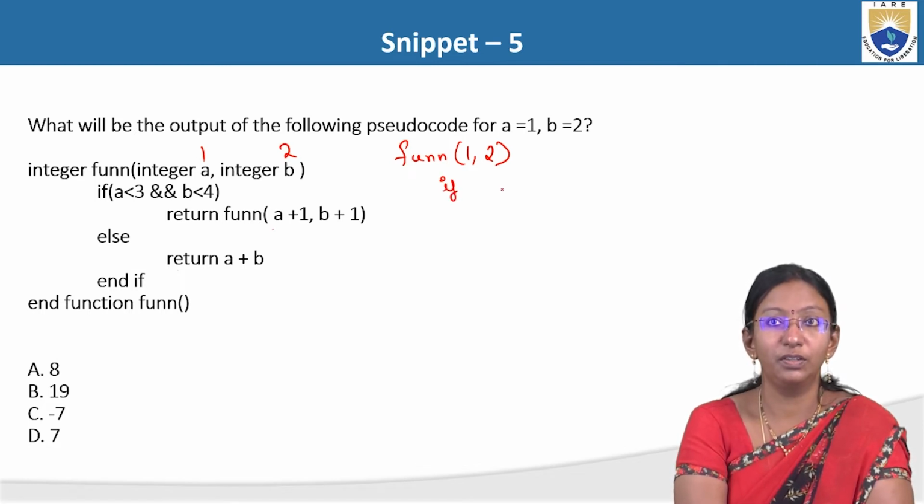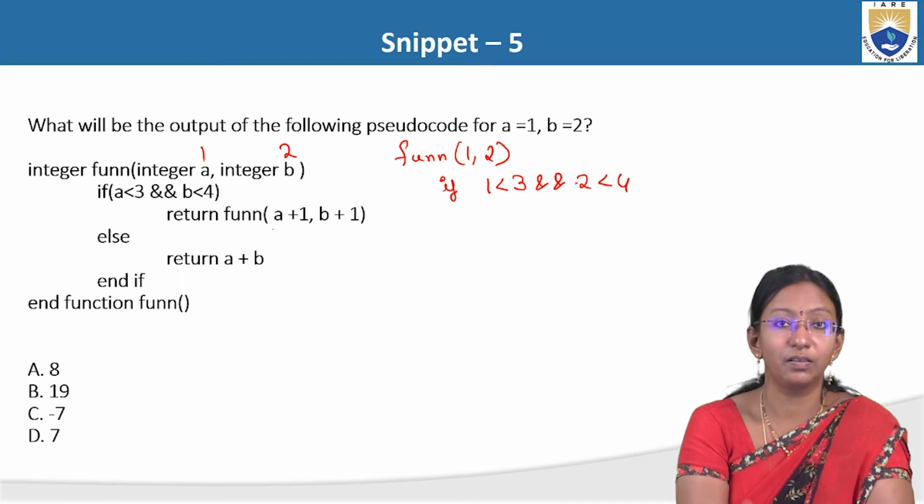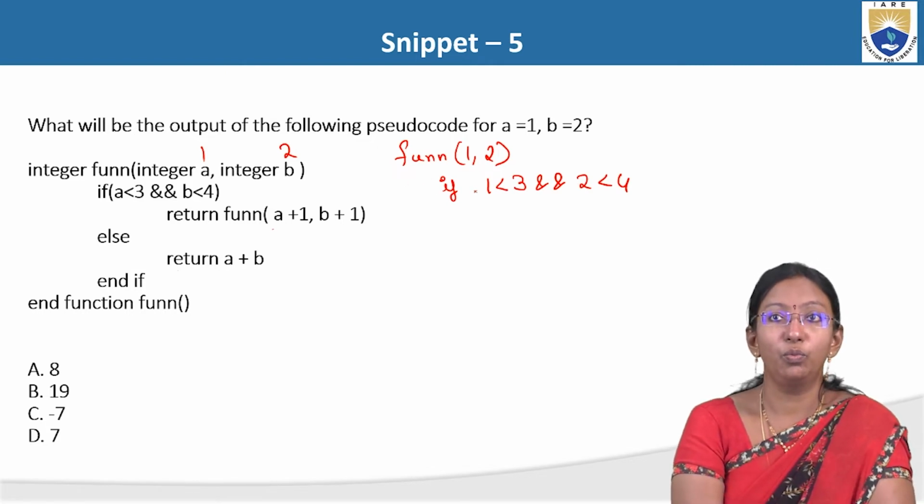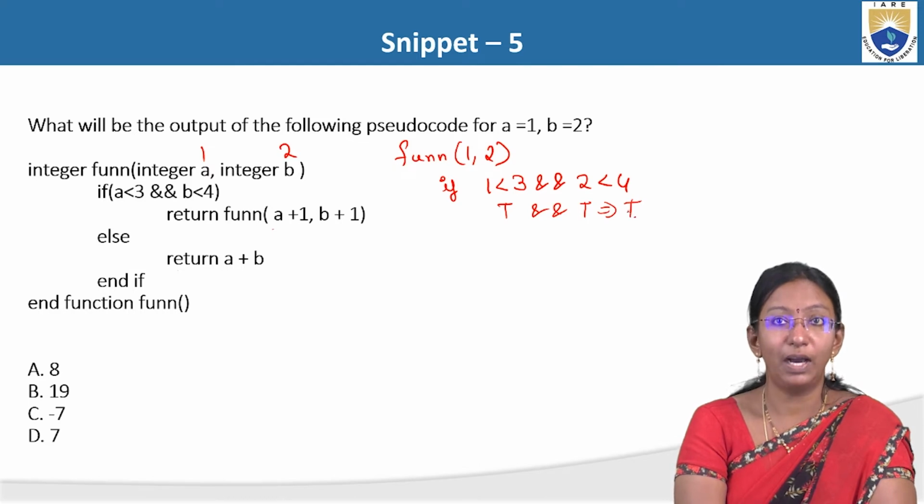So the condition is saying 1 is less than 3 and 2 is less than 4. Till now we were talking about relational and logical AND operators, so I'm not going to explain once again. 1 is less than 3 is true and 2 is less than 4 is true. So the condition overall is true. As it is true, it is going to execute its body, which is return of fun of a plus 1. What is the value of a? 1. 1 plus 1 is 2. And b plus 1, what is the value of b? 2. 2 plus 1, 3.